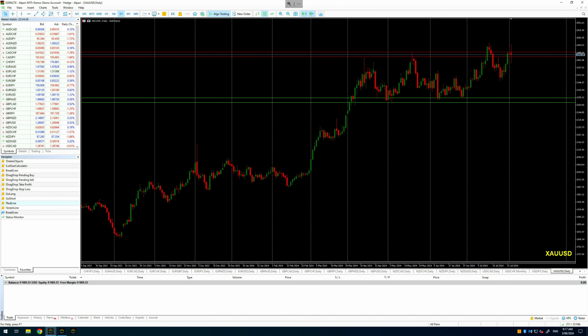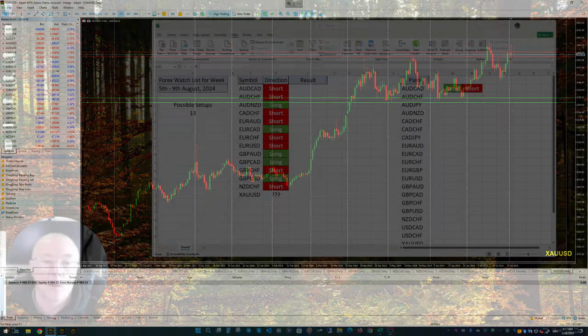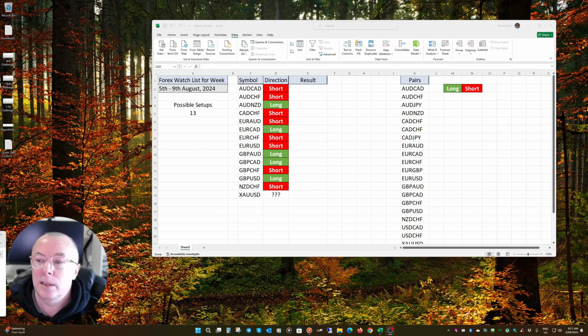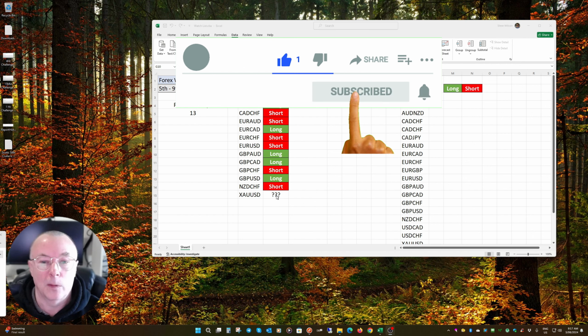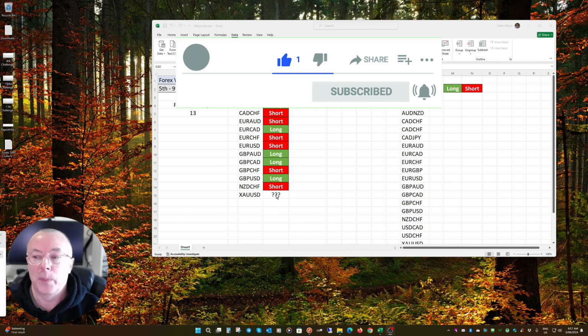That is a look at what I'm looking at for this week for my watch list, and I've drawn it up here on an Excel spreadsheet. So we can see here that there are 13 possible setups, not counting gold, because this one, I'm not really sure which way I'm going to take it yet. It's really going to depend on what happens this week with the movement.